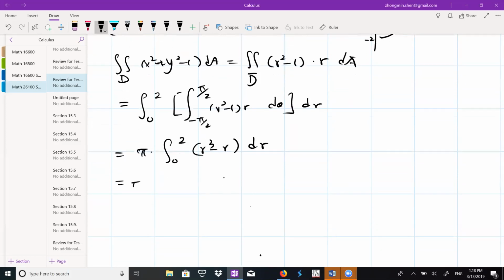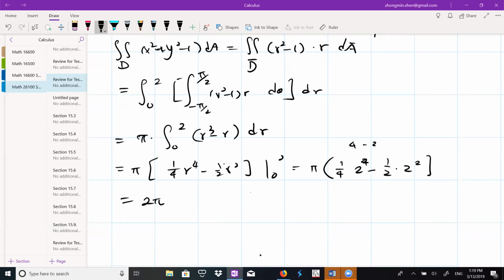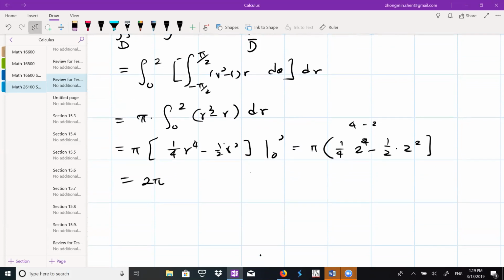All right, then you find the antiderivative. So you get pi times one quarter 2 to the 4th power minus one half 2 squared. Okay? So you can simplify a little bit. 2 to the 4th is 16, so it's actually 4 minus 2, right? That's 2 pi. So the answer is 2 pi.